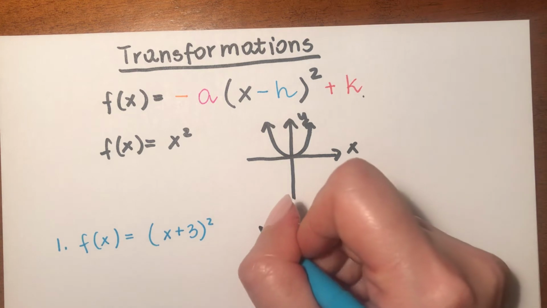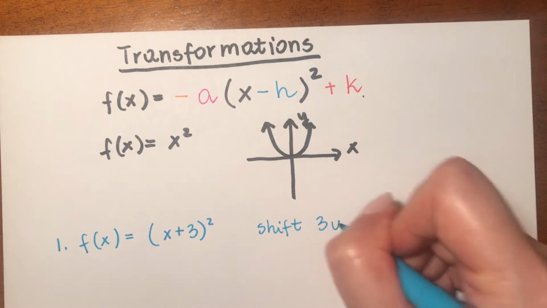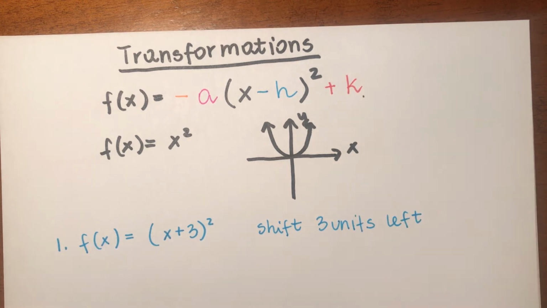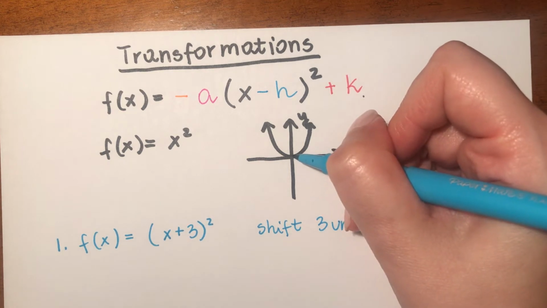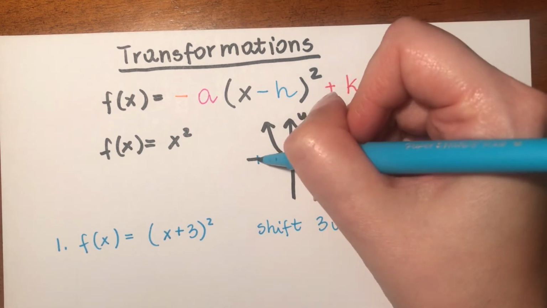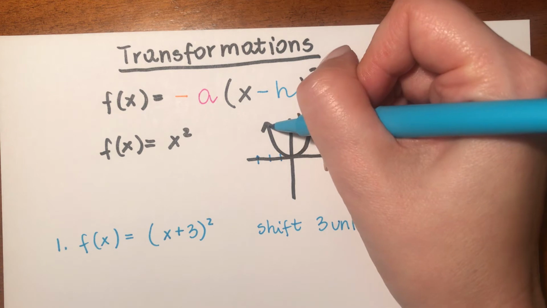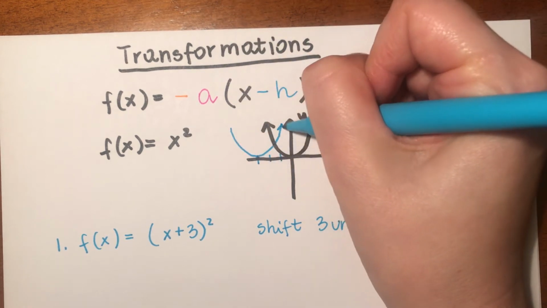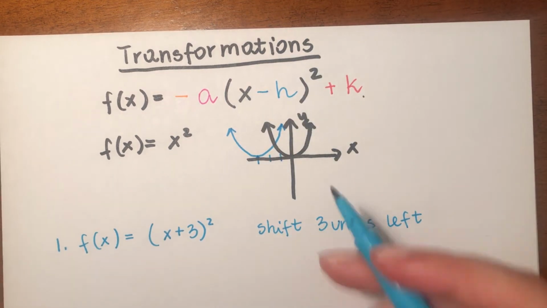Okay? So this is shift 3 units left. If I want to sketch this, I would take my vertex and move it 3 units to the left. So here I would start my vertex, and the function still opens upwards, and pretty much everything else is the same. I just shifted it 3 units left.